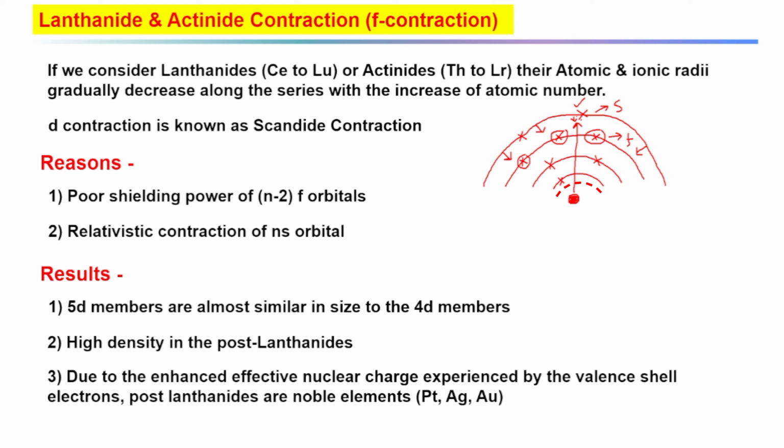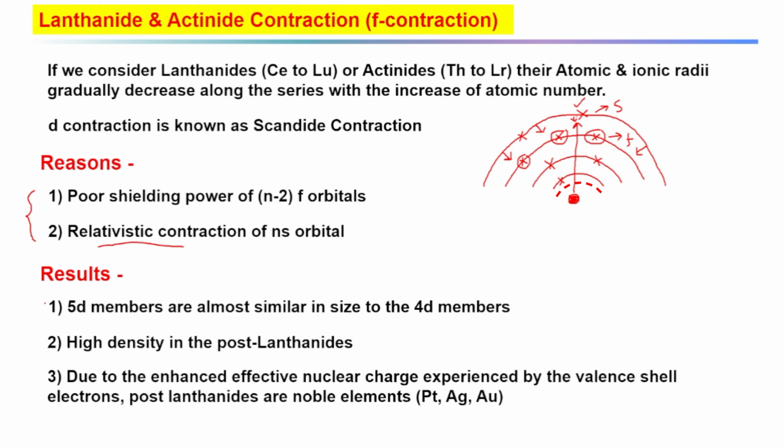So because of this, these other s and p electrons experience higher attraction towards the nucleus. That's why there is a relativistic contraction of the ns orbital. So this orbital contracts and the size of the atomic and ionic radius decreases. So these are the reasons. These are the main two reasons behind f contraction.